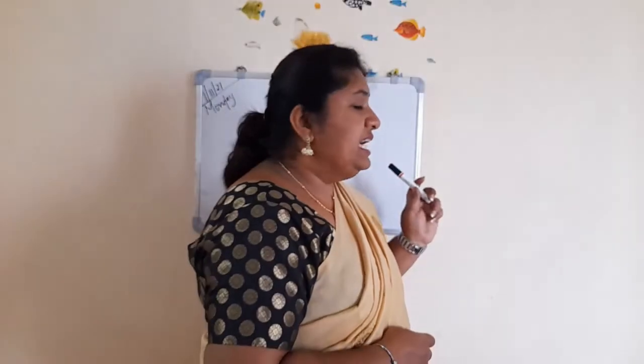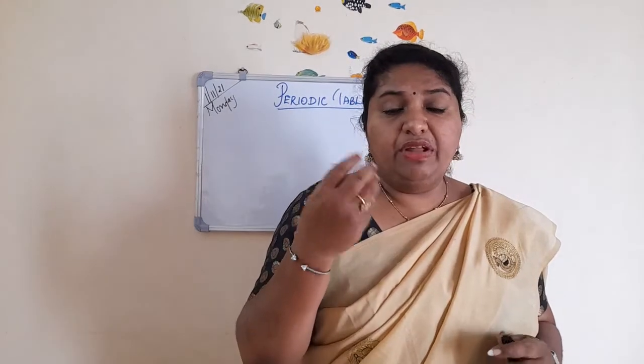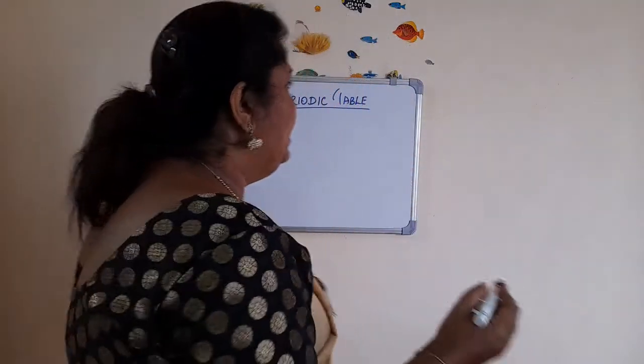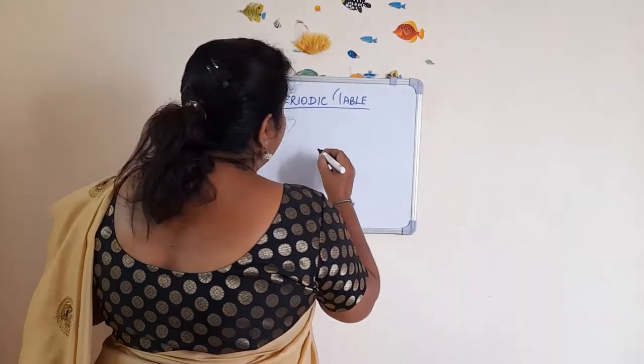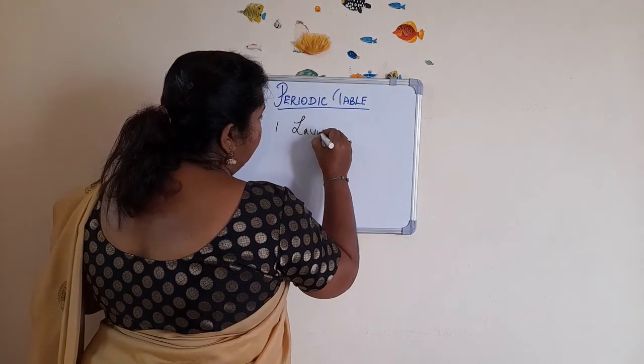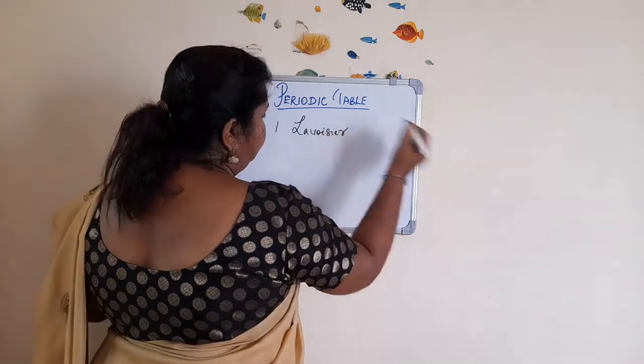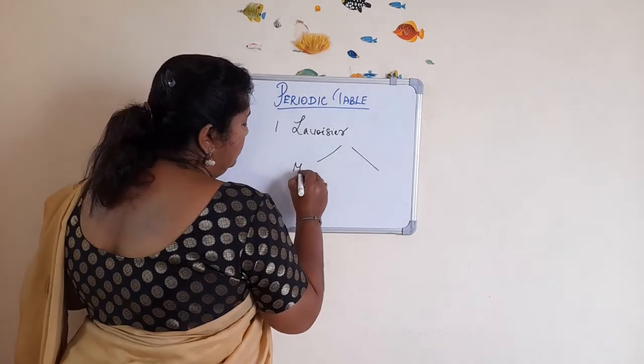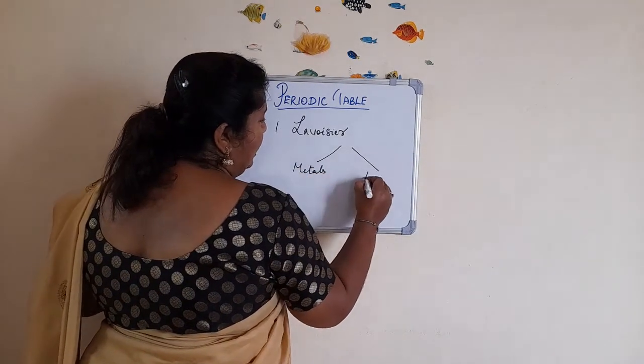So here we are going to study the chapter about the arrangement of elements, perfect arrangement of elements. Before going deeper into that chapter, I have to tell you a few things about it. The first scientist who tried to give an arrangement of elements was Lavoisier. This name is familiar to you, isn't it? Lavoisier. He tried to arrange the elements as metals and non-metals.